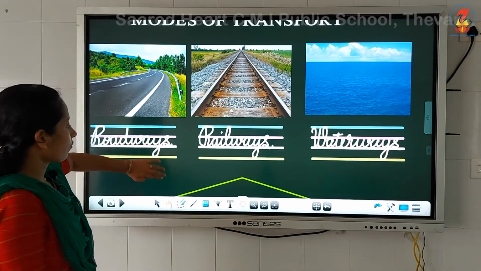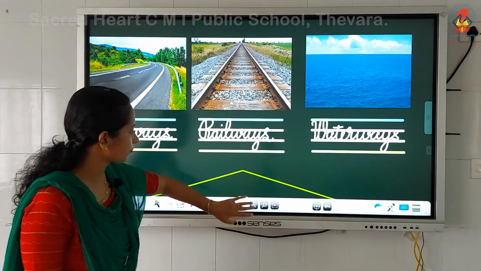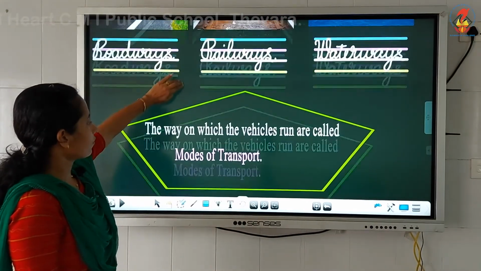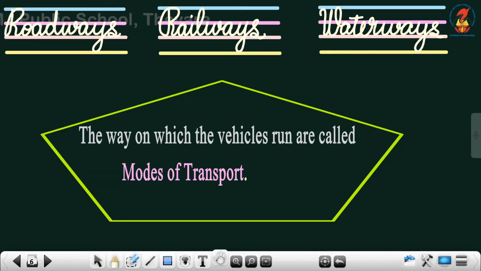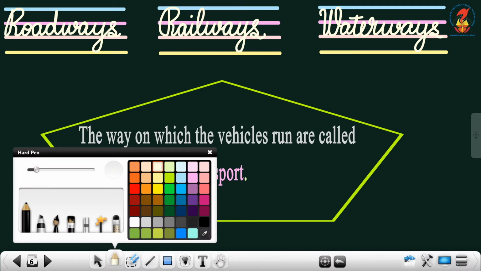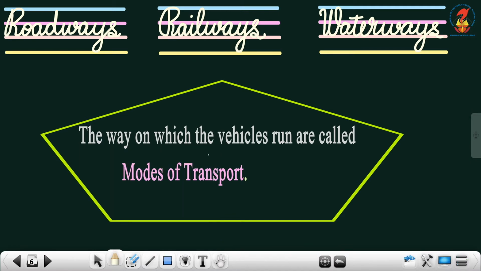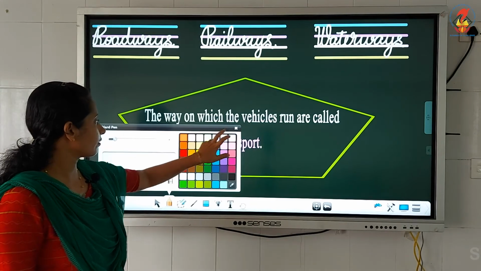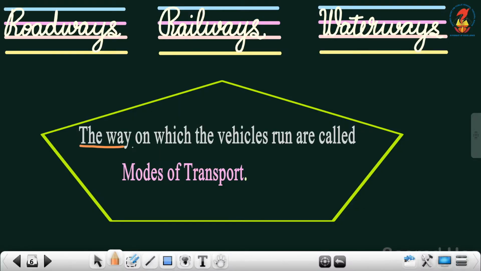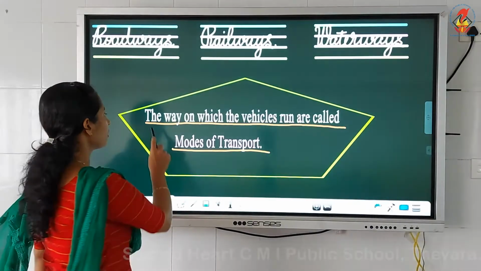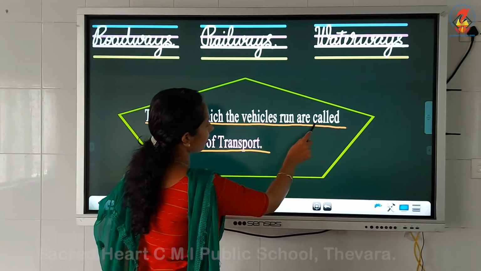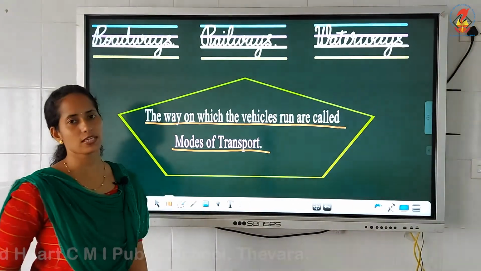So the way on which the vehicles run are called modes of transport. Am I clear, children? So once again we will read together. The way on which the vehicles run are called modes of transport.